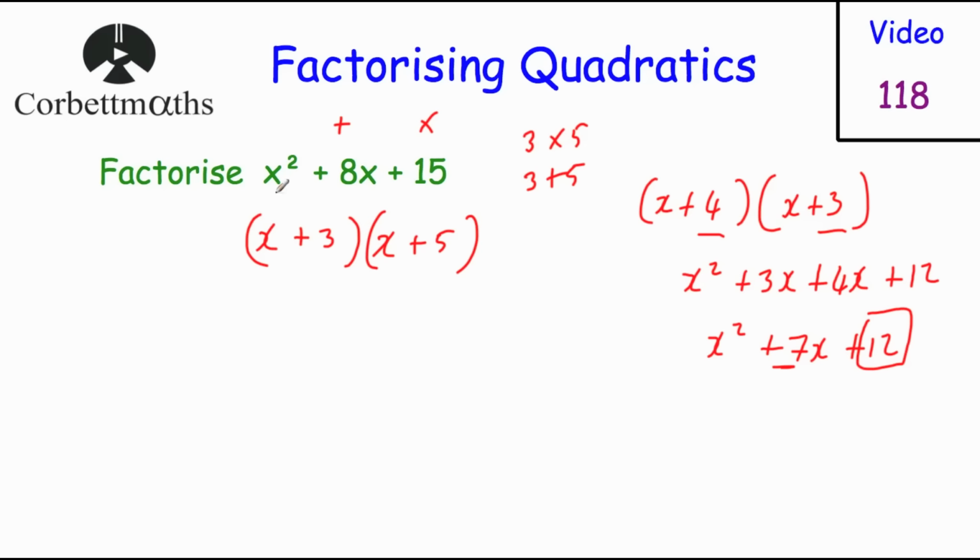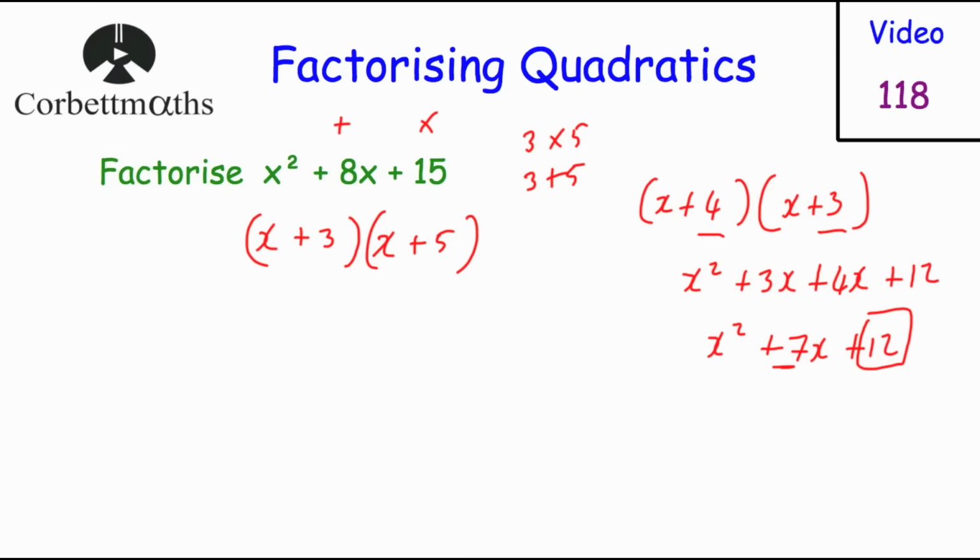So that's it. To factorise quadratics in M3, where it's just an x squared term at the front, you're going to put your two brackets down. You're going to put x's in the front of them, and you're going to think of the two numbers that will times together to give you the number at the end, and they will add together to give you the number in front of the x, the coefficient of x.